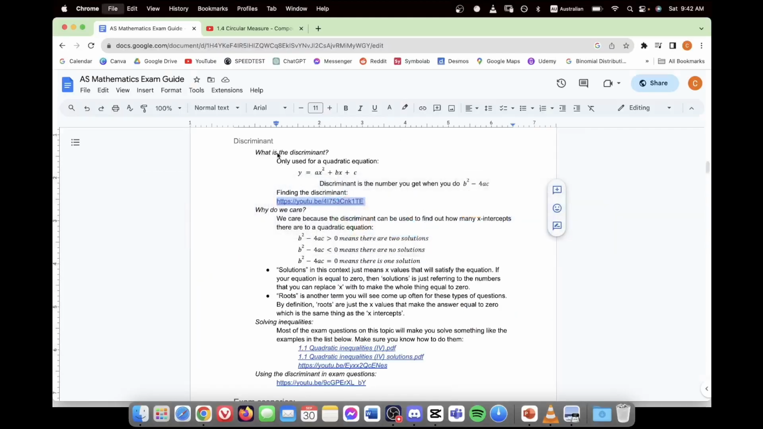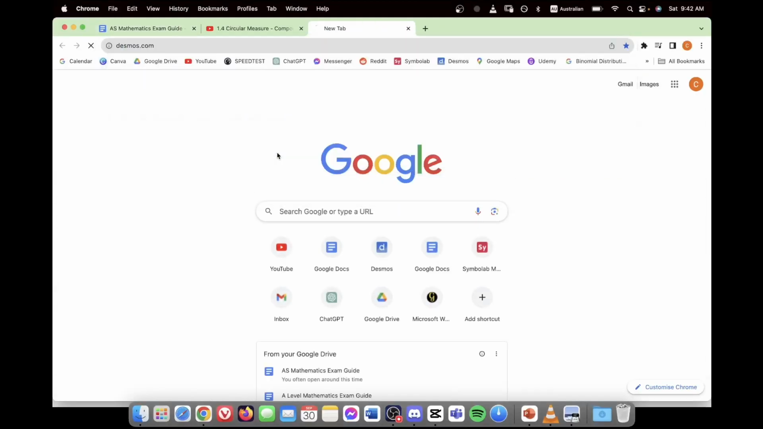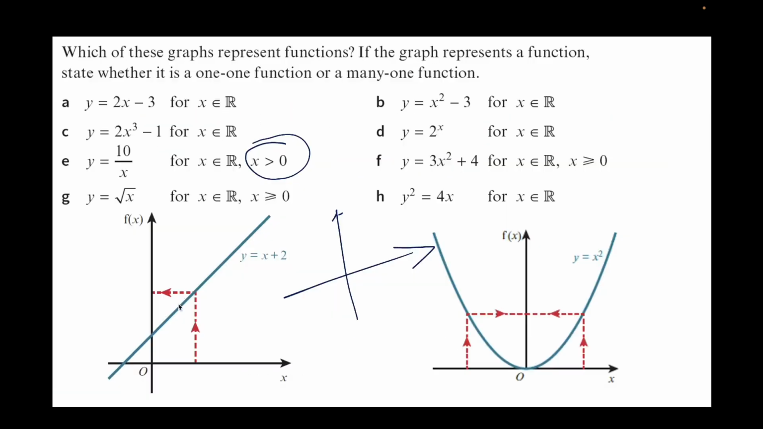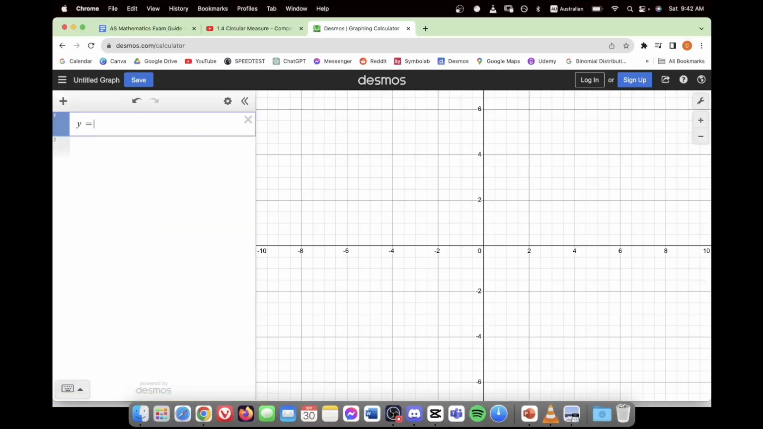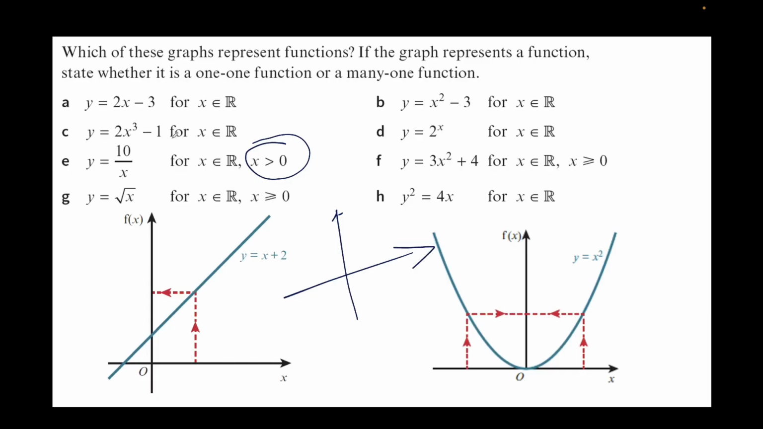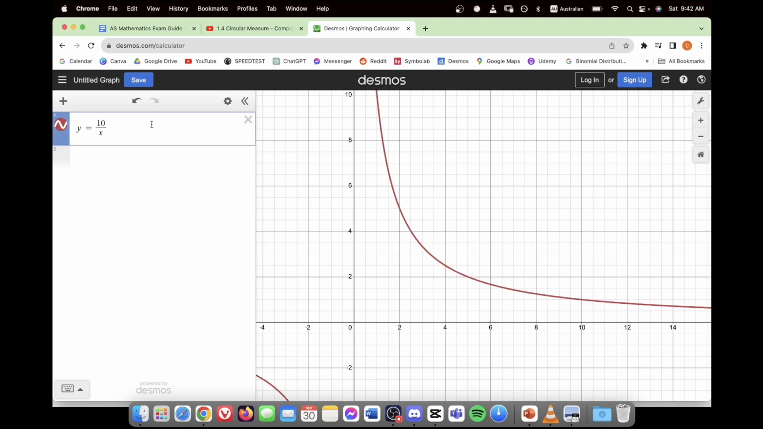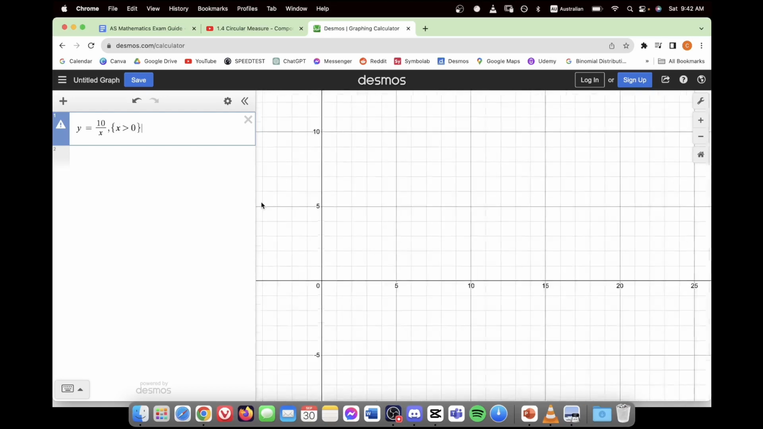If we were to plot this on the graph over here, just so you understand the concept, if you have y is equal to 10 over x, let's do this. y is equal to 10 over x for x bigger than 0. Remember how you do with the domain over here? It just means x must be bigger than 0. Let's just take a look at it graphically. What happens here?